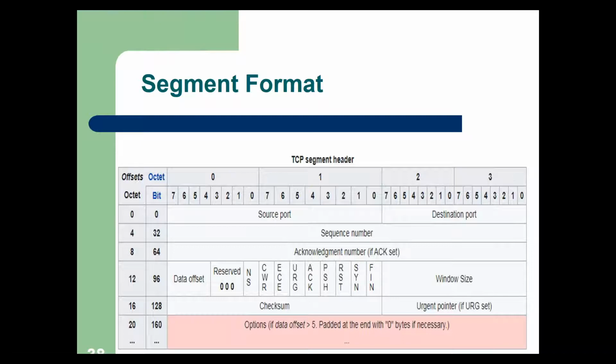Then we have the options field, which is a variable field. One example of an option is the maximum segment size. By setting this option, the sender advertises the maximum size of the segment that it can process. The receiver must honor this value when sending segments. Then we have padding bits, all set to zeros. The padding ensures that the TCP header ends and data begins on a 32-bit boundary, as you can see over here.